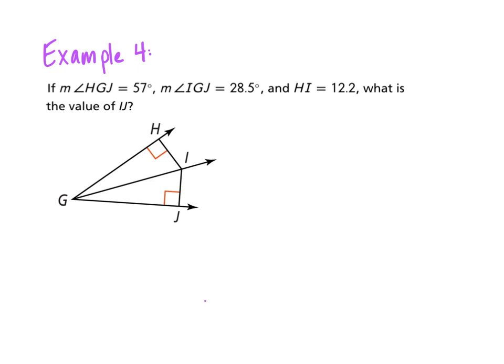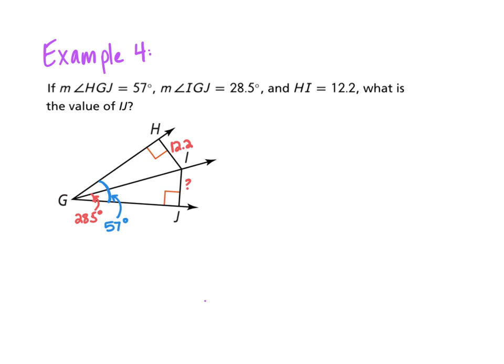It says that the measure of angle HGJ is 57 degrees. So I'm going to mark one big arc here. I'm going to put an arrow there that says that that is 57 degrees. And then it says that the measure of angle IGJ is 28.5 degrees. So that is 28.5 degrees. It says that HI is 12.2, and we want to know how far it is from I to J.